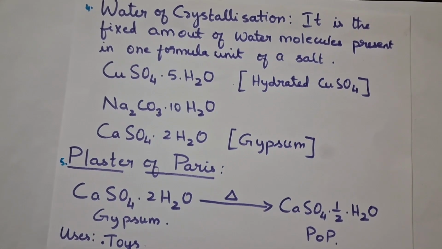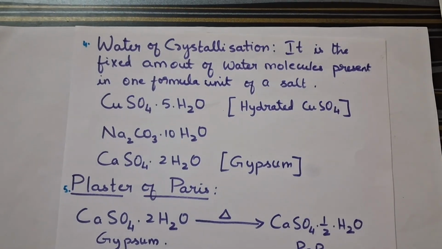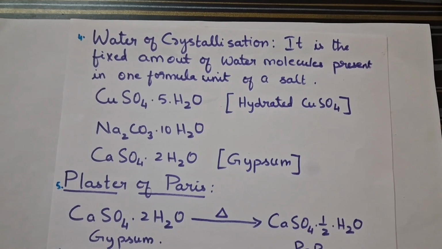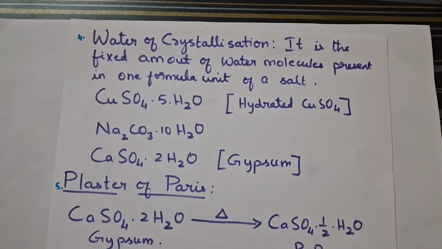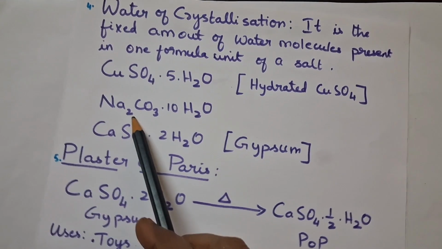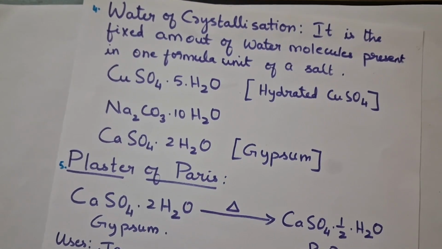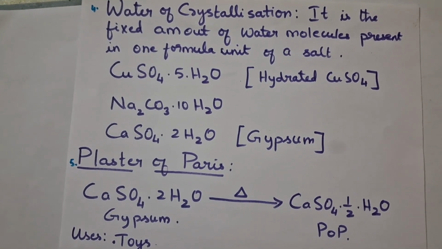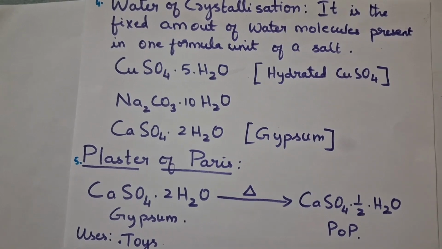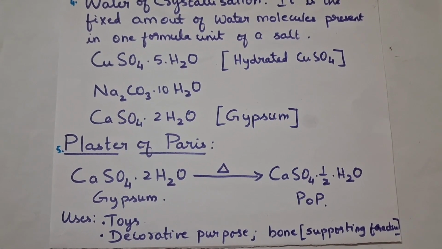So the certain amount of water present in the salt is called water of crystallization. It is a fixed number of water molecules present in one formula unit of a salt. Examples you can give are sodium carbonate, which has 10 molecules of water. The next one is calcium sulfate, gypsum. Gypsum also contains 2 molecules of water. And the last one is plaster of Paris, POP.